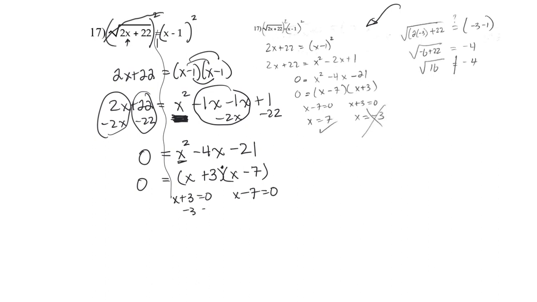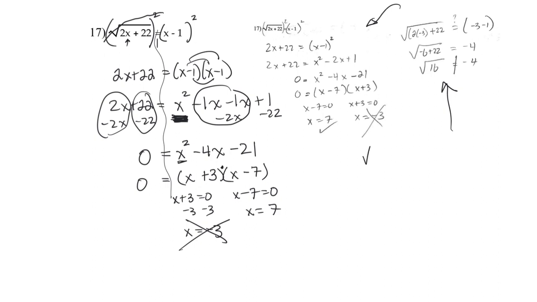Now I'll subtract 3 on both sides. X equals negative 3. I'll add 7 on both sides. X is equal to 7. And then I should check my answers. I did check it over here, and it turned out that negative 3 doesn't work. But 7, I don't know where I checked that.